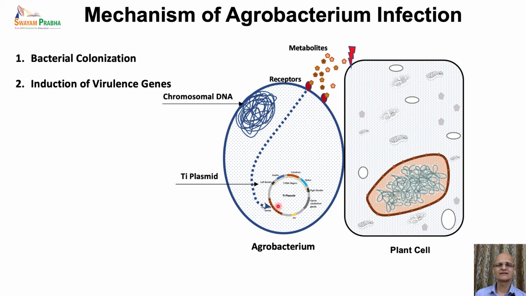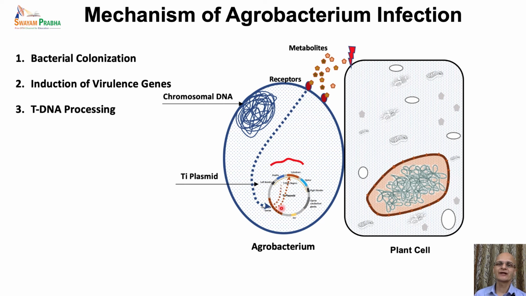The next step is T-DNA processing, that is, the preparation of the T-DNA to be transferred to the plant cell. Now, these virulence gene products that are formed after induction have three major jobs. First is that they activate the synthesis of the T-DNA copy. Obviously, the T-DNA that we need to transfer to the plant needs to be duplicated or copied. So these proteins make a copy of the T-DNA region that needs to be transferred.